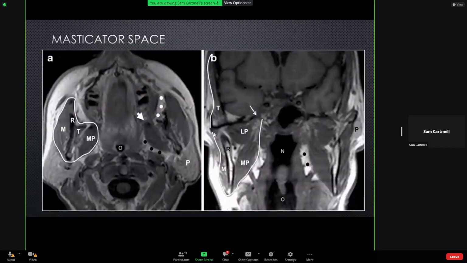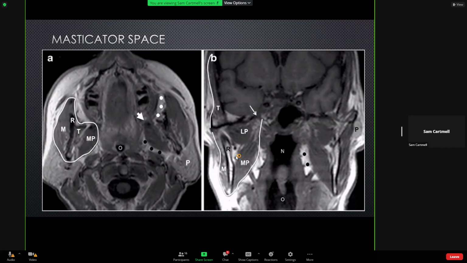Okay, here's a little bit more detail about the masticator space. So just how you might identify it on a set of axial and coronal T1 weighted images. Some of the structures are labeled in this, and the borders of the space are delineated here. But basically, we have the masseter muscle. I mean, it's all the muscles of mastication. So you have the masseter muscle. This is the ramus of the mandible. This is the medial pterygoid. Here we have the temporalis muscle sort of inserting on the ramus. And here's a sort of coronal depiction of it.